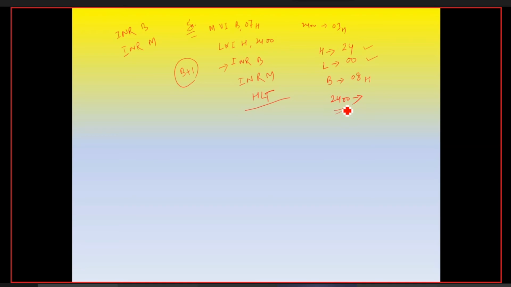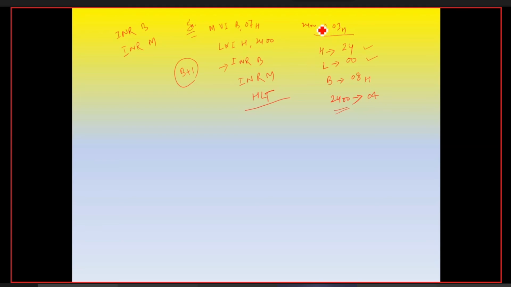What is value at 2400? Initially it is 03. Sir, 04. 04 होगा और कुछ 03 ही रहेगा या कुछ और वैल्यू होगा? 04 ही होगा. Okay, why?